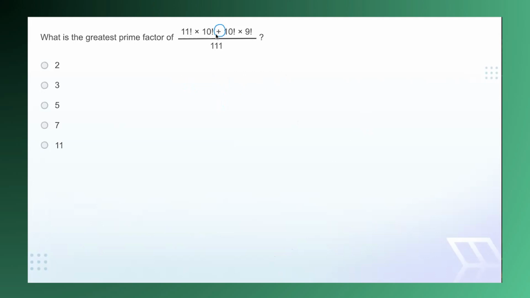All right, so I see that there is a 10 factorial in both terms in the numerator, so I'll start by pulling that out. So that's going to give me 10 factorial times 11 factorial from that first term, plus 9 factorial from that second term, all over 111. Okay, in my parentheses, I have an 11 factorial and a 9 factorial. Since 11 factorial is a bigger factorial than 9 factorial, I know that 11 factorial has a 9 factorial in it that I can factor out of both terms.